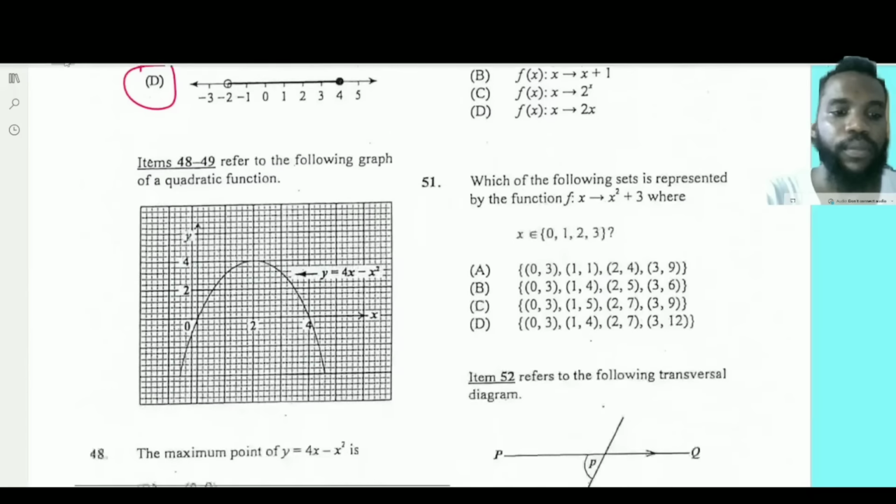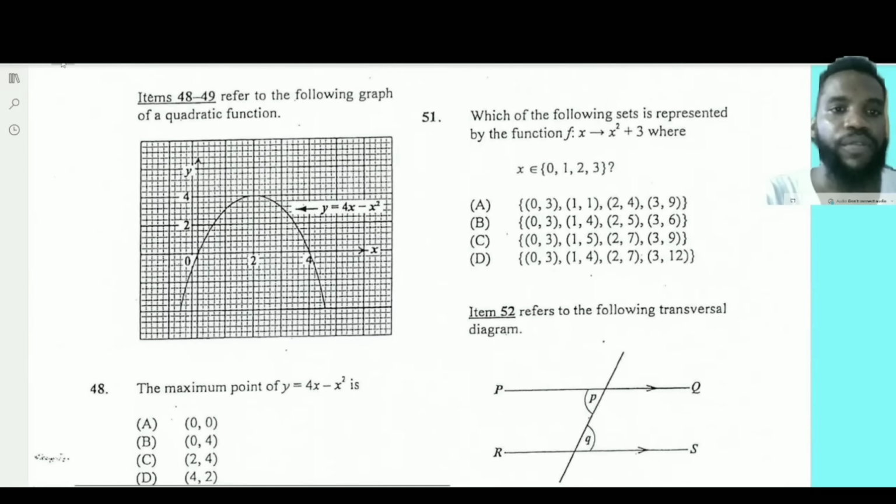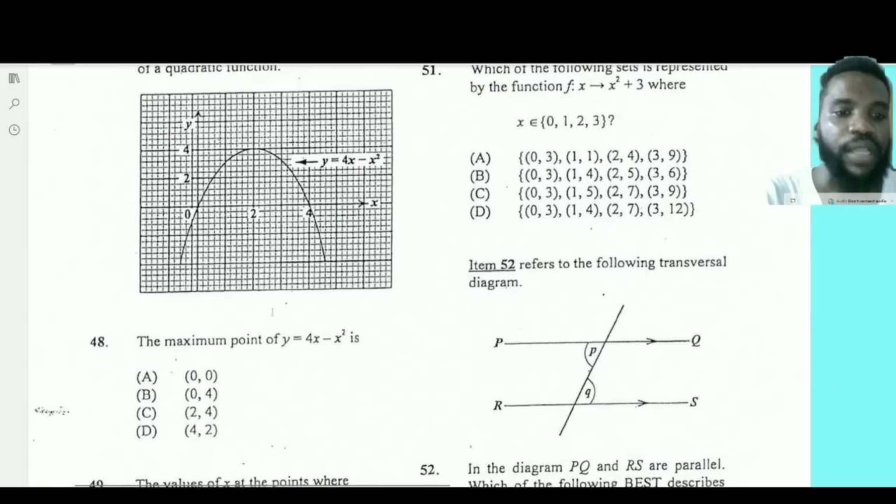Alright. Questions 48 and 49 refer to the following quadratic function. The maximum point on the function, so that's the maximum turning point where the function turns, is at this little point right up here, and the coordinate would be 2, 4. Alright, so clearly that would be that.